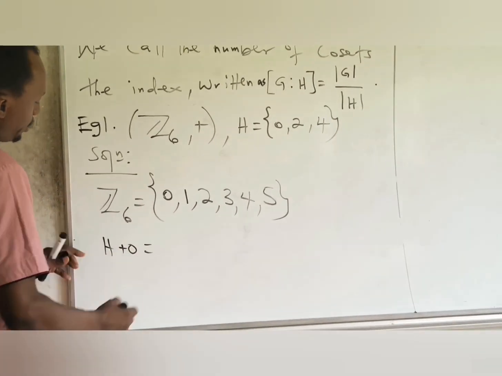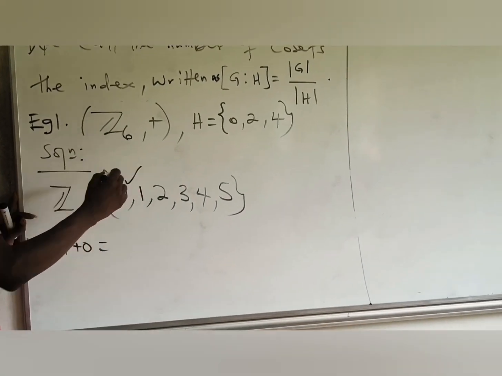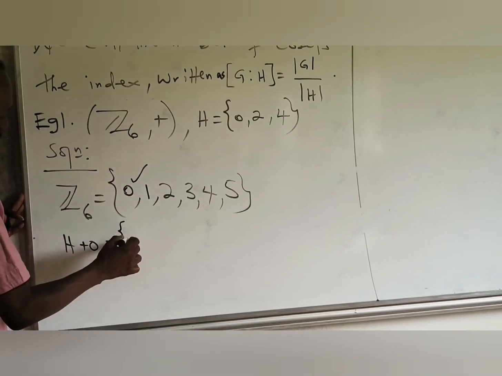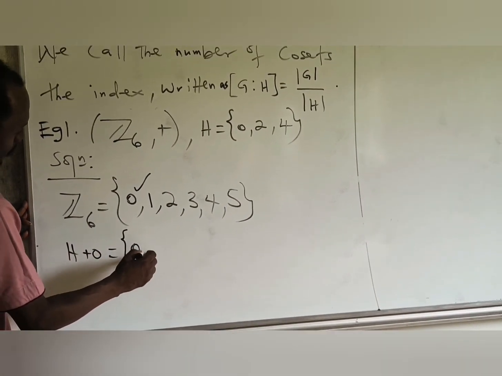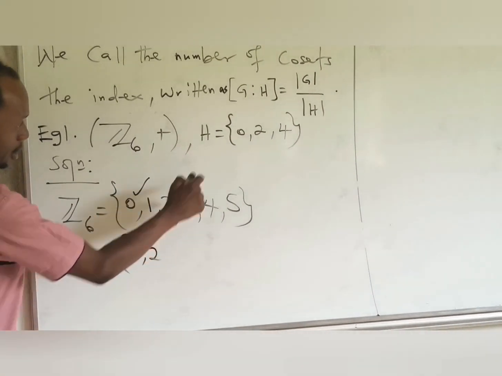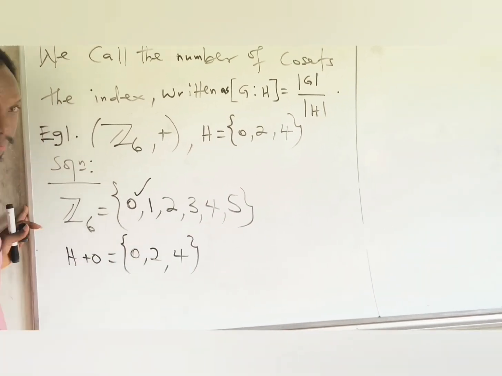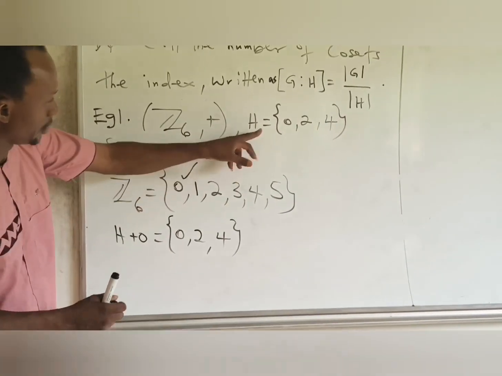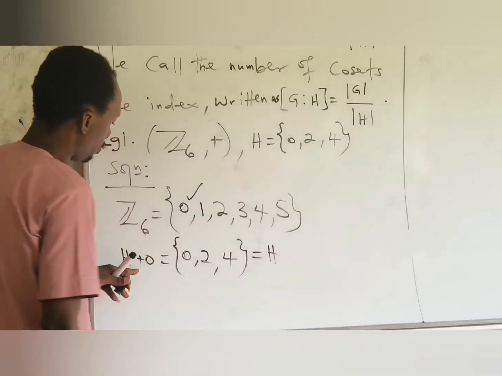Okay, so right coset. H plus 0. So this is H, this is 0. When we add 0 to H, we still get the same thing, in modulo 6. So we still get 0, 2, 4. Can you see? H plus 0 is the same as H.